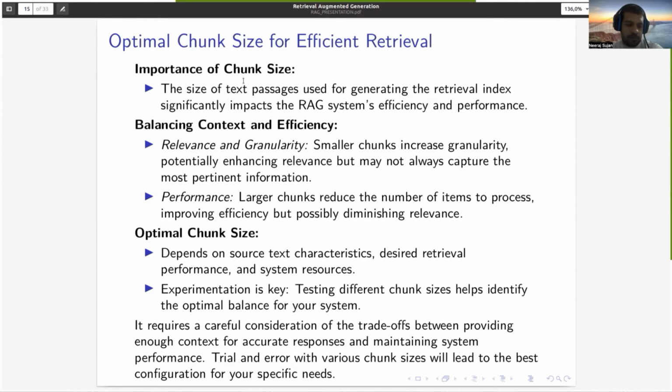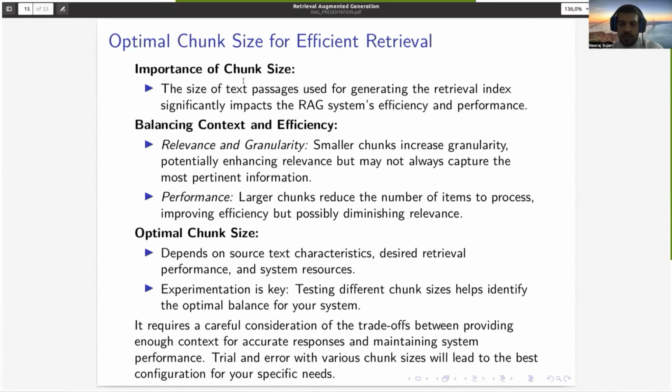It depends on your domain. For some, it also depends on the use case. If you're just processing emails, it wouldn't matter what your chunk size is. But if it's something more complex, you want to provide granular information in your context, and then it becomes very important. So large chunks reduce the number of items to process, improving efficiency, but possibly diminishing the relevance. So it depends. The optimal chunk size depends on the source text characteristics, desired retrieval performance, and system resources.